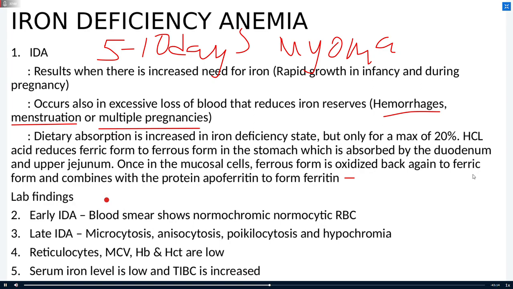Lab findings in early iron deficiency anemia class. Blood smear shows normochromic normocytic RBC. In late IDA, microcytosis, anisocytosis, poikilocytosis, and hypochromia are present. Reticulocytes, MCV, hemoglobin, and hematocrit are low. Serum iron level is low and TIBC is increased.